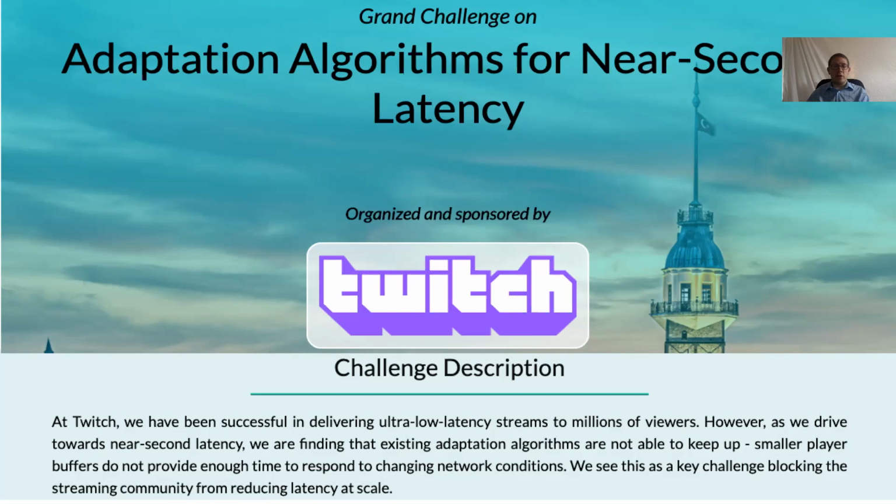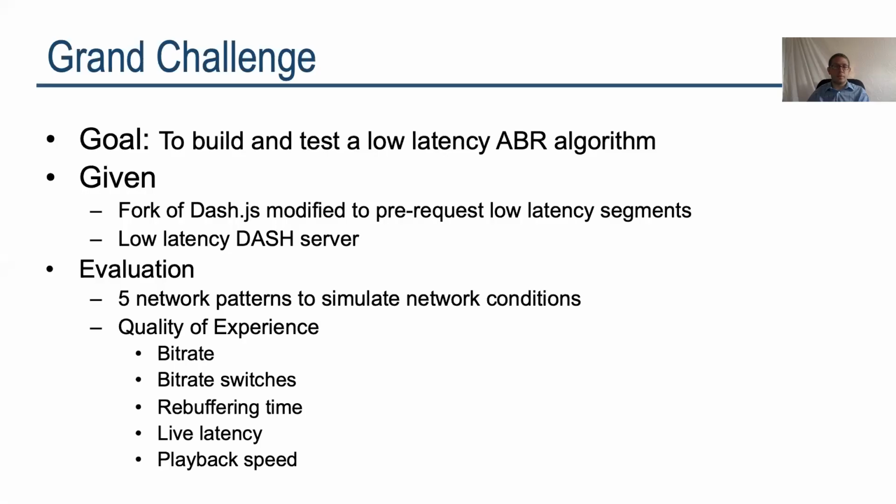The purpose of this challenge is to design an adaptation algorithm tailored towards HTTP chunk transfer streaming in the near-second, 1 to 2 second latency range. It should minimize rebuffering while maximizing bandwidth. Twitch provided a testbed against which to evaluate implementation along with network profiles which reproduce representative conditions.